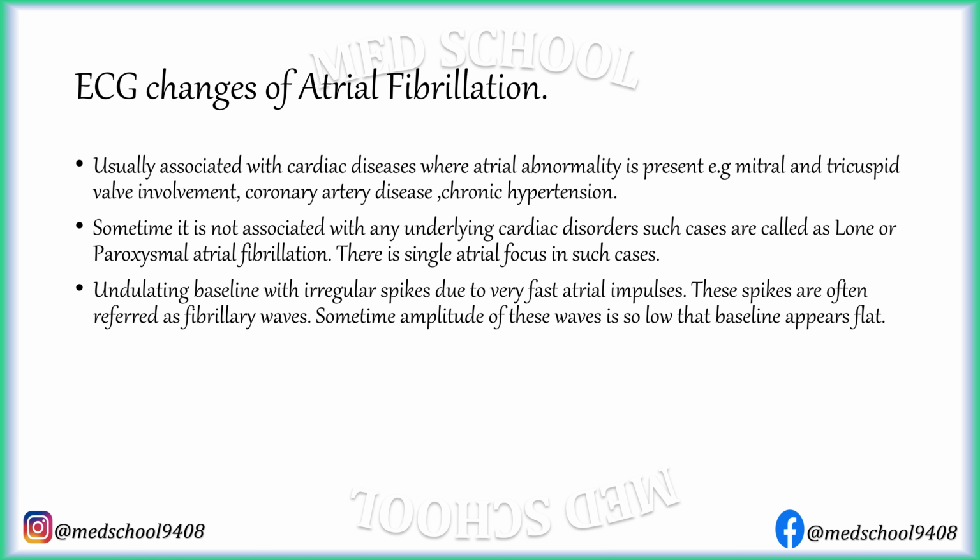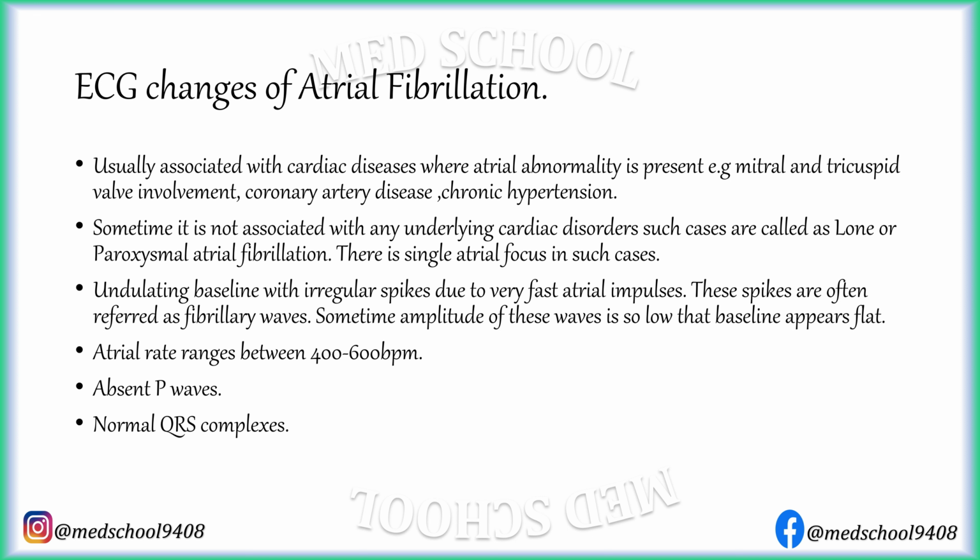It has an undulating baseline with irregular spikes due to very fast atrial impulses. These spikes are often referred to as fibrillary waves. Sometimes the amplitude of these waves is so low that the baseline appears flat. Atrial rate ranges between 400 to 600 beats per minute. P waves are absent. QRS complexes are normal. Ventricular rate is irregular and depends upon the refractoriness of the AV node.